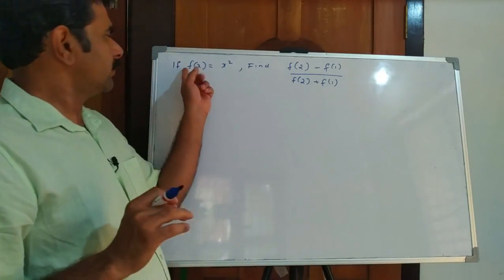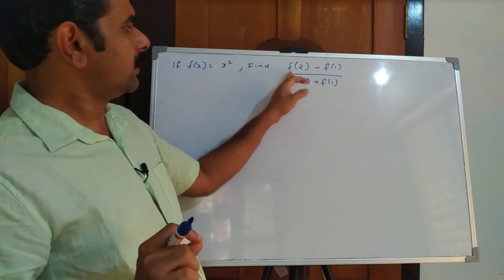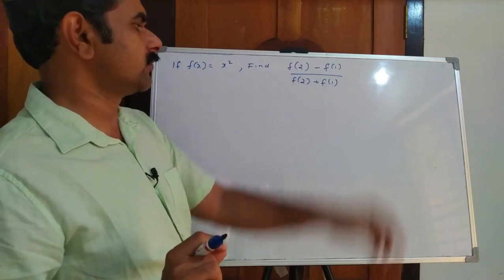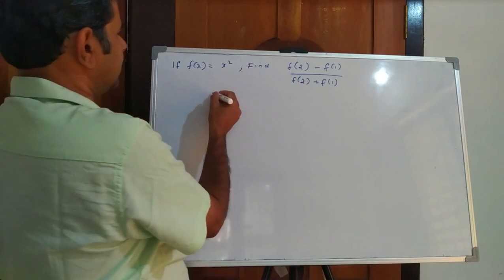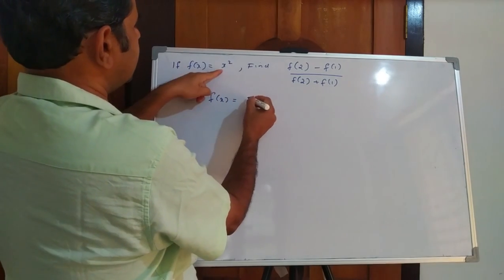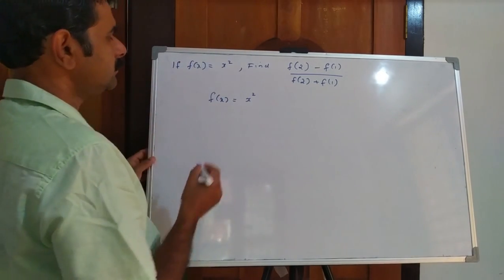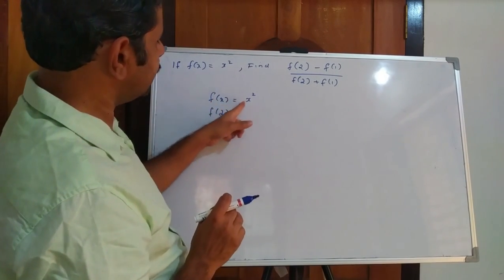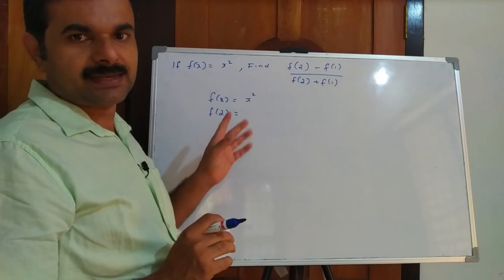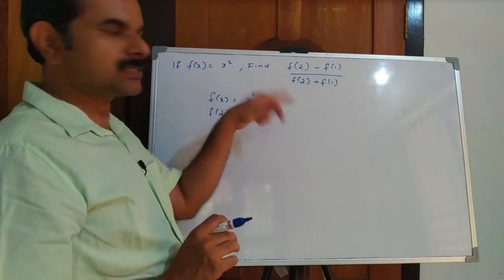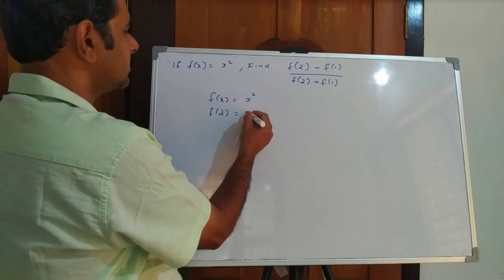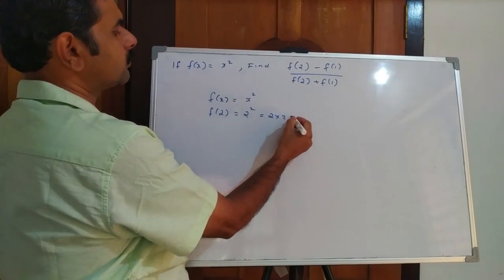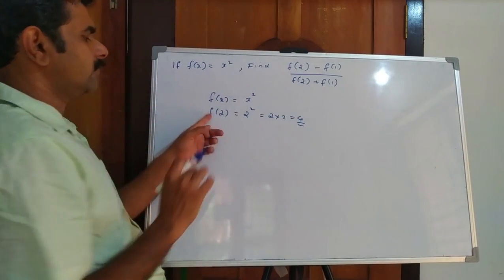Here is a question: if f of x is equal to x square, find the value of f of 2 minus f of 1 divided by f of 2 plus f of 1. Very simple question. Here f of x is given as x square. Then what is f of 2? f of x is x square, f of k is k square, f of a is a square. So f of 2 is 2 square. What is 2 square? 2 into 2, that is 4. So f of 2 is 4.